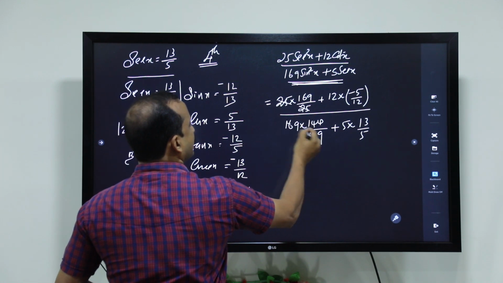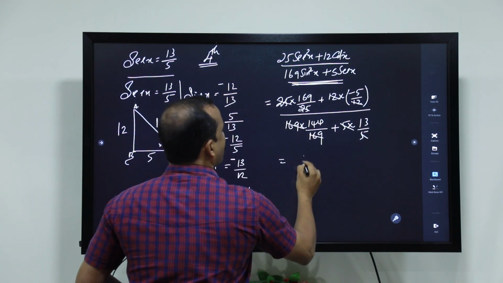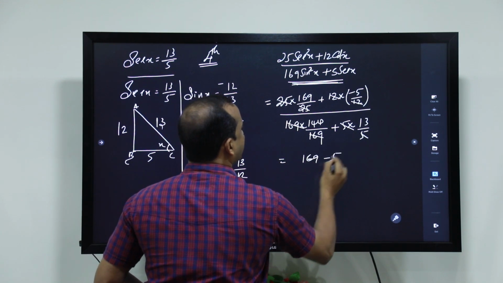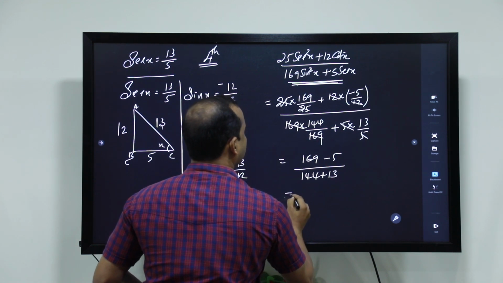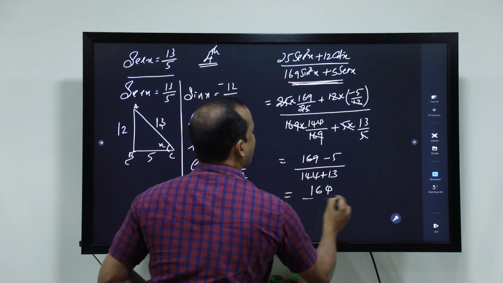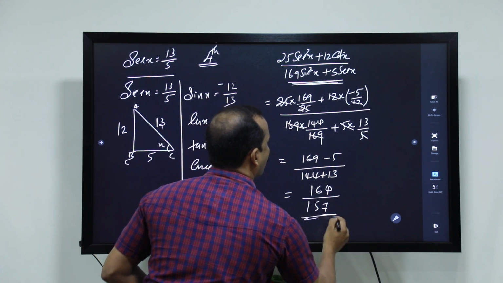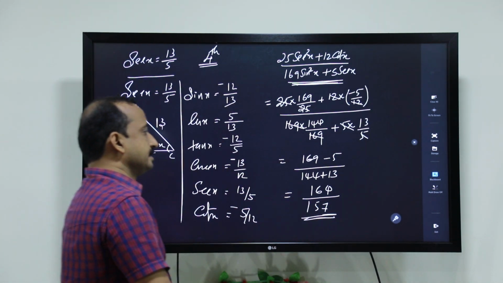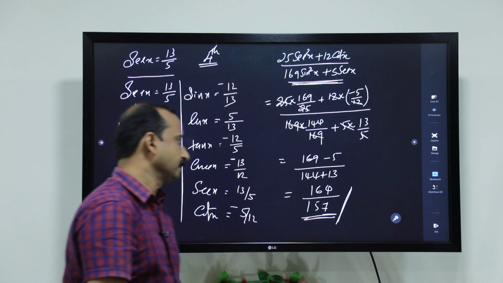Here 25, 25 and 169, 169 cancel. 12, 12 and 5, 5 cancel. That is 169 minus 5 divided by 144 plus 13, that is equal to 164 divided by 157.